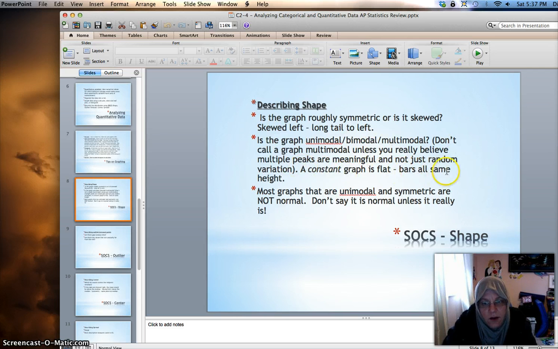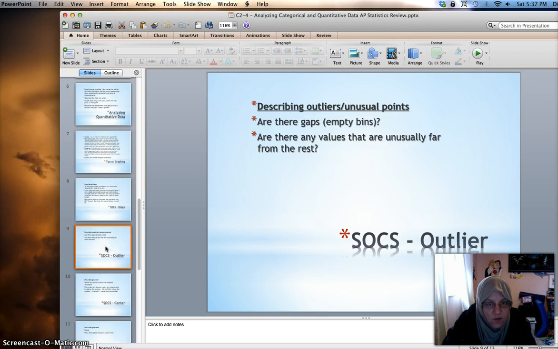Okay, a constant graph is flat. That means all the bars are the same height. Or sometimes we call that uniform. Most graphs that are unimodal and symmetric are not normal, so don't say that it is normal in shape unless it really is. You might say it's normal-like, but don't call it normal unless it's truly normal. Okay, be very careful about using that terminology. For outliers, look for gaps, empty bins. Are there values that are unusually far from the rest? We'll be more quantitative about that in the next chapter.